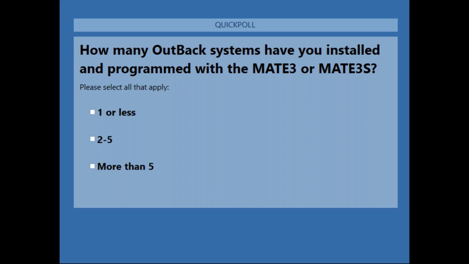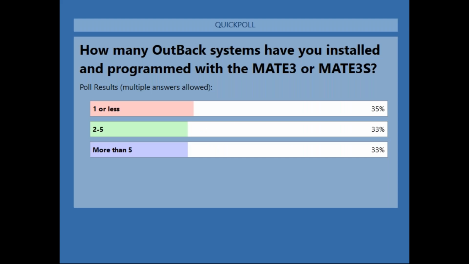Okay, so it looks like most people have voted. So I'm going to close the poll, and now we should be able to share the results. And it looks like it's a pretty even spread from what I'm seeing. About a third of everybody has done either one of the categories.